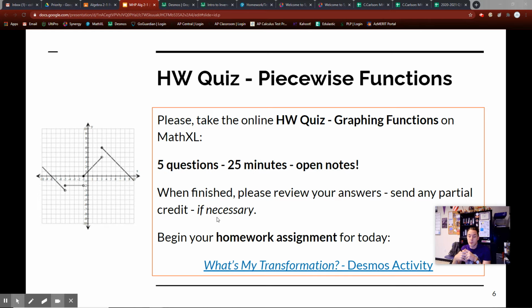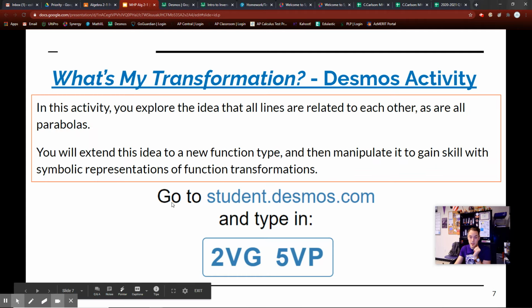What's your transformation? What's my transformation? I will say this for what's my transformation, this Desmos activity. I will probably extend it till Monday, but I would like it to be due by 4 p.m. All right, please go to student.desmos, type in that code. Let's get started.